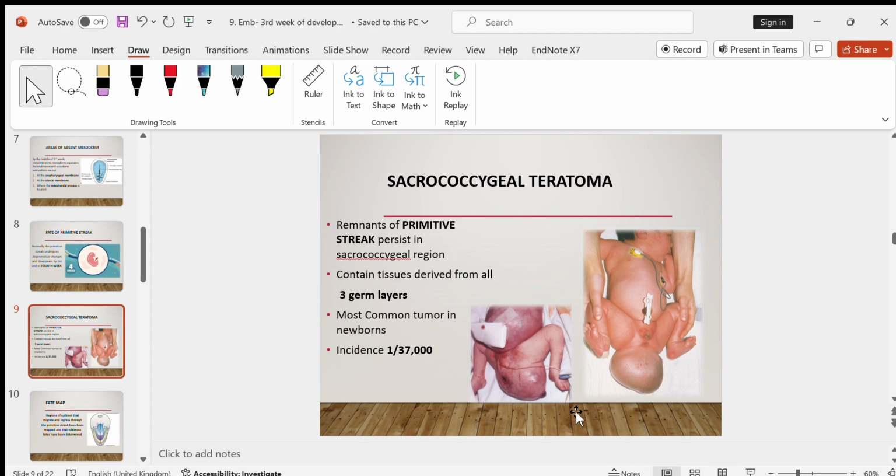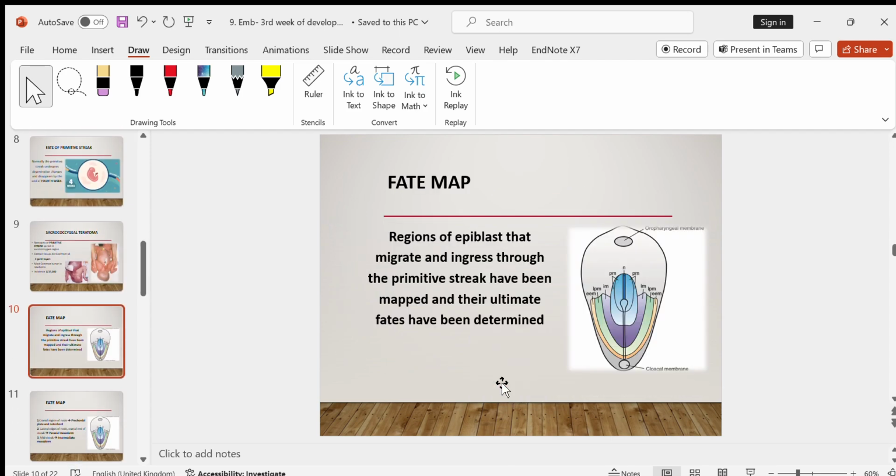But if it persists in the sacrococcygeal region, it leads to the formation of a teratoma that is called the sacrococcygeal teratoma. A teratoma is a tumor that has the tissues of all three germ layers, the ectoderm, endoderm, and mesoderm. The incidence of sacrococcygeal teratoma is 1 in 37,000 births.